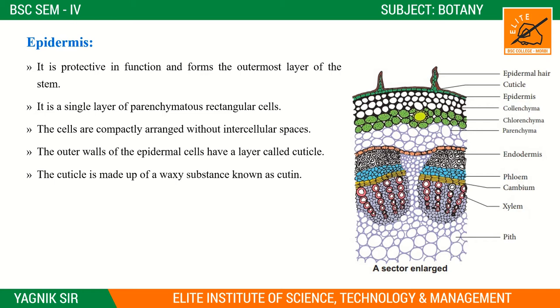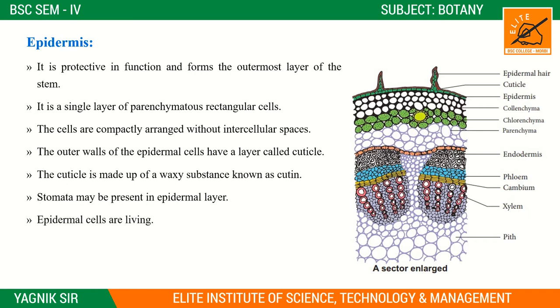There will be a layer of cutin on the upper side of the stem, right? That is, on the upper side of the epidermis, so it becomes a protective layer. So stomata may be present in the epidermal layer. In some cases a stem has stomata. Normally stomata are present on the leaf, right? But some species of dicotyledon plants and monocotyledon plants have stomata in the stem.